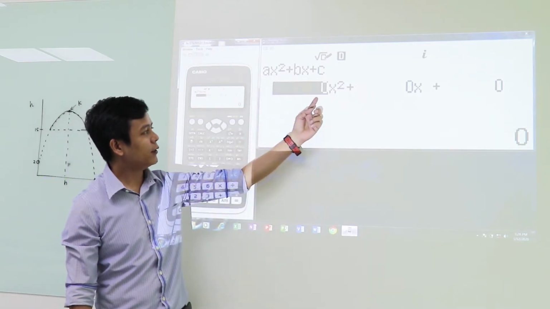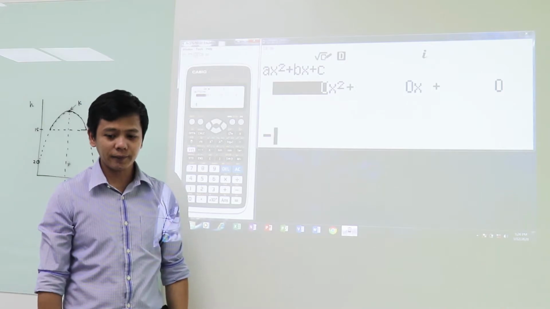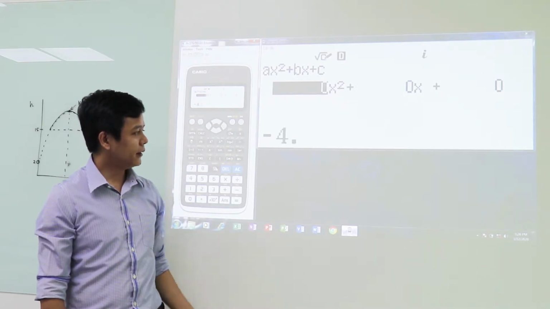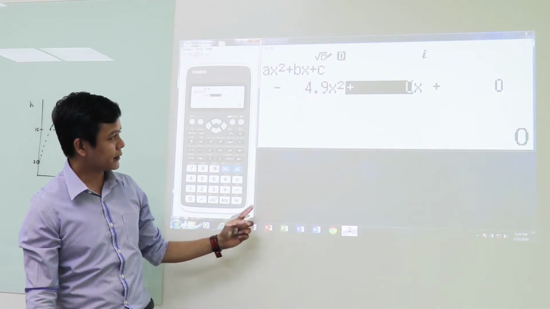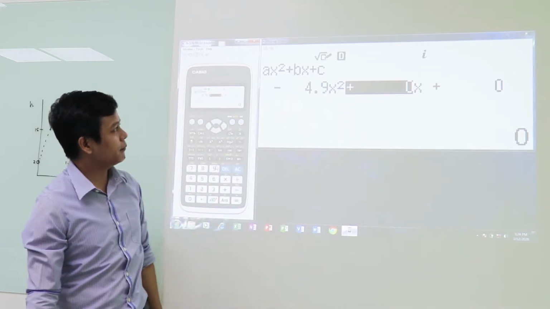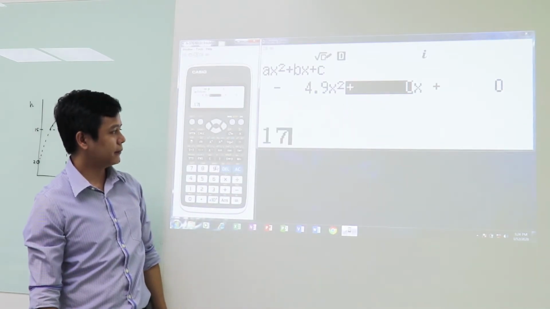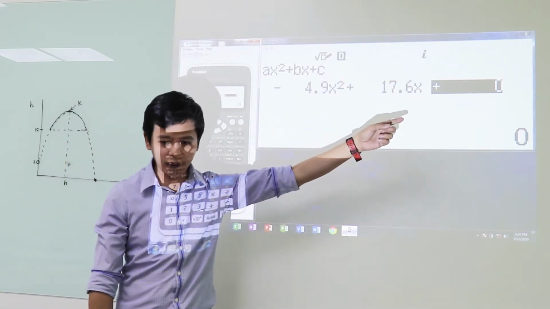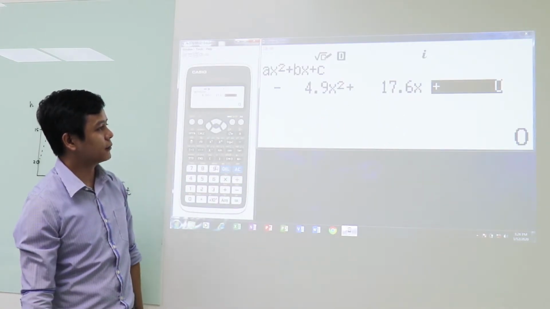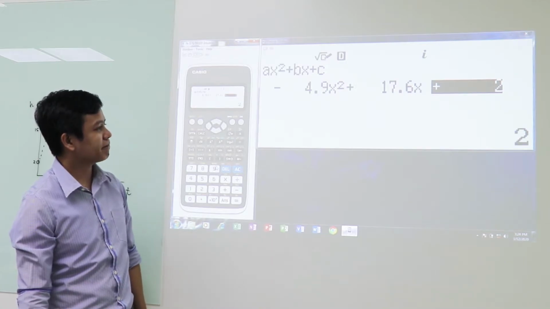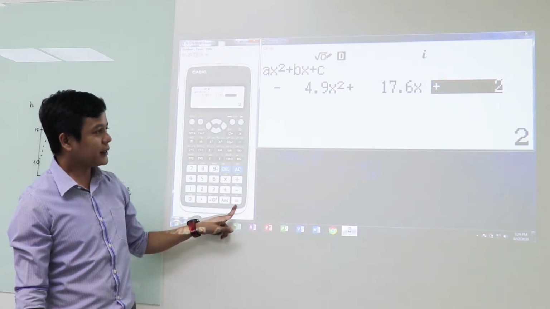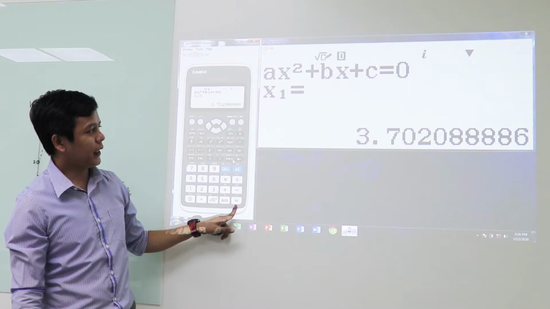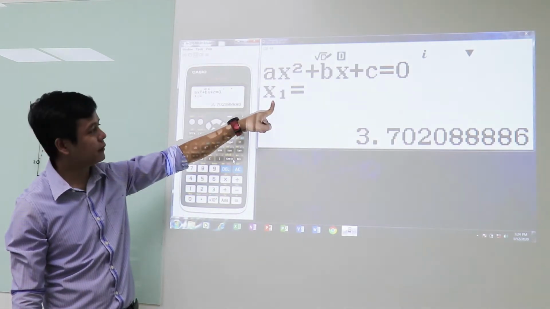So for a, we have negative 4.9. Press equals to execute. We have 17.6 for b. That's positive. Then equals again. And then for c, we have positive 2. So press 2. Alright. Then press equals to be able to get the first value.